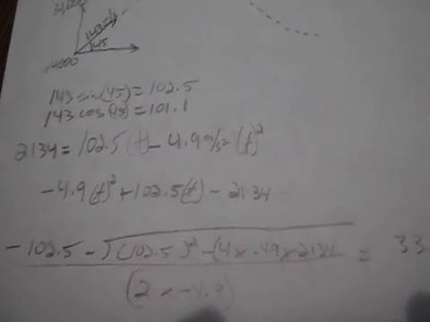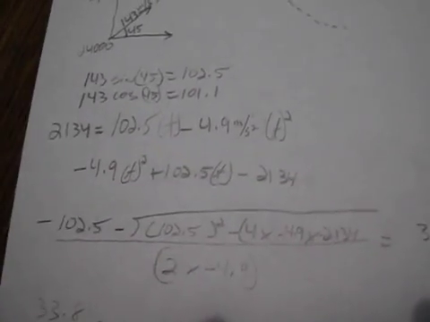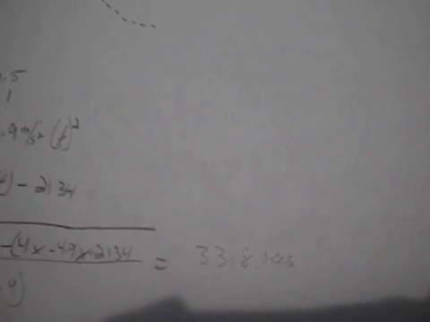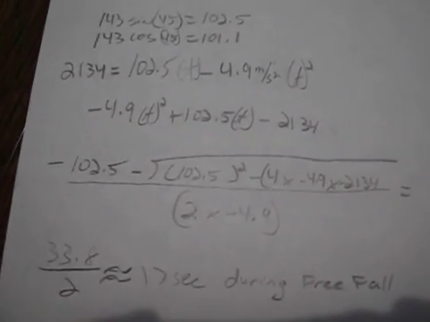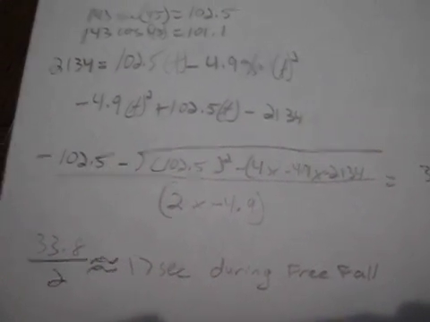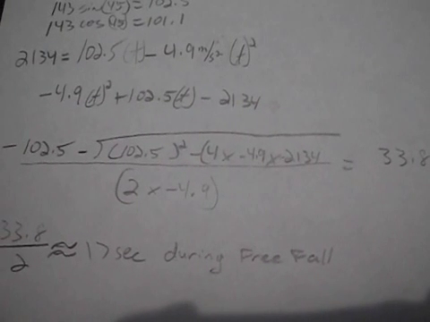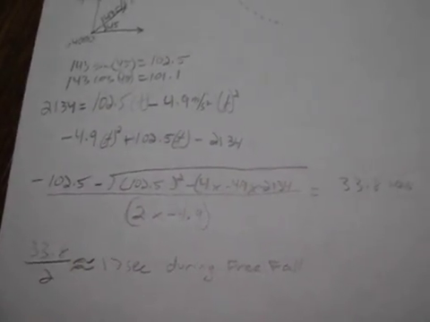And there's the quadratic. That's what I used to find my overall time, because that was what the question was asking. Came up with 33.8 seconds. And I just took that 33.8 seconds, divided it by 2, and I came up with roughly 17 seconds during free fall. And that is video screencast number 3.